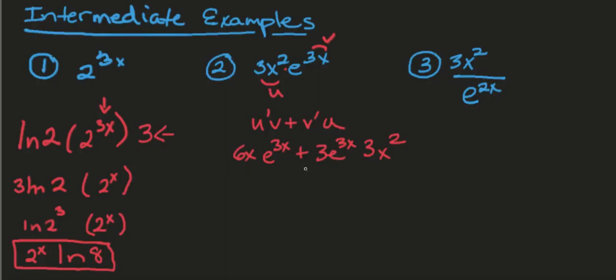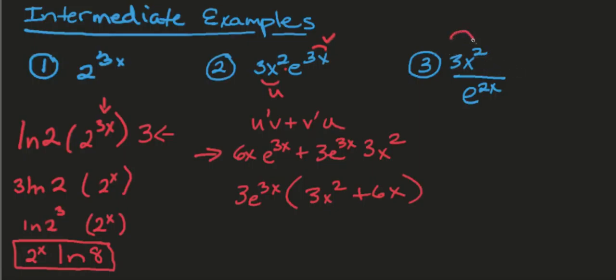If you want, you could factor out, it looks like a 3 and an e to the 3x, leaving you a 3x squared plus 6x. I wrote them in reverse order just to have it descending powers. Again, this answer is acceptable if you're just being tested on derivatives and they don't require you to simplify using algebra.